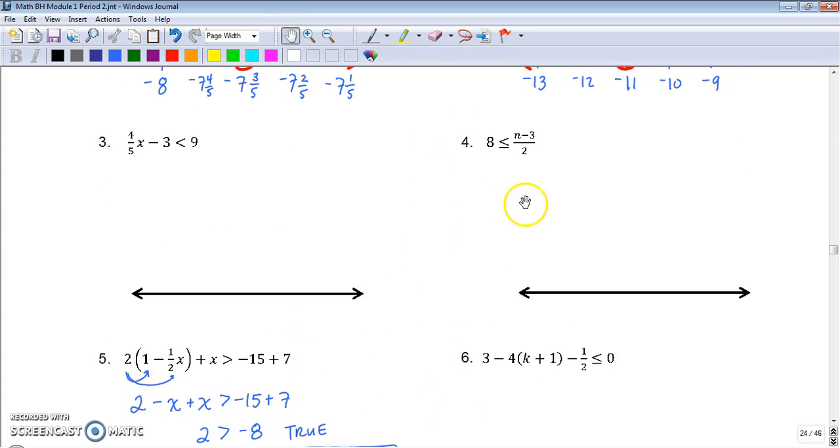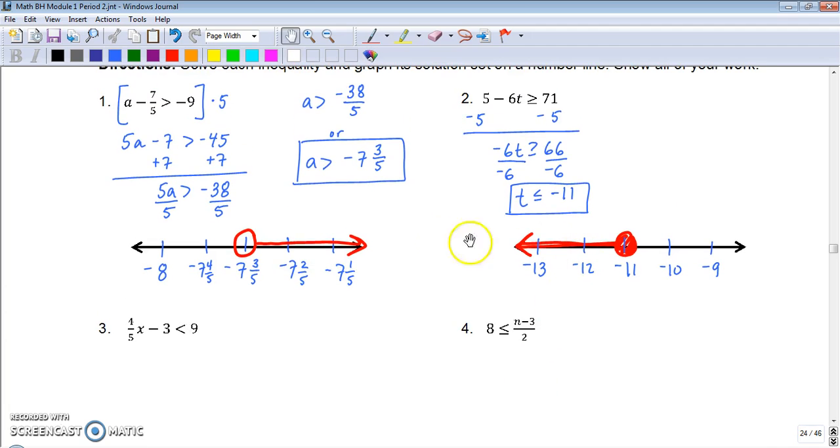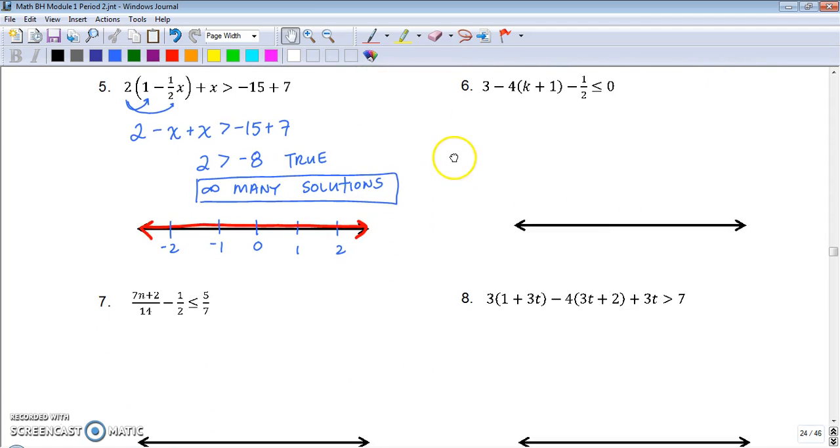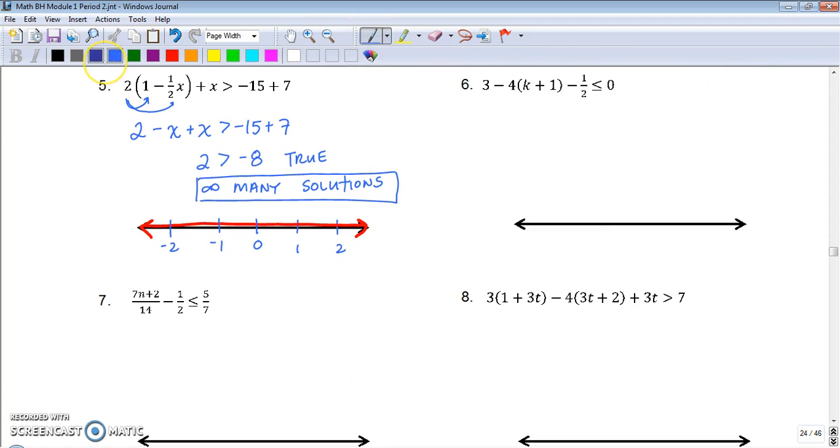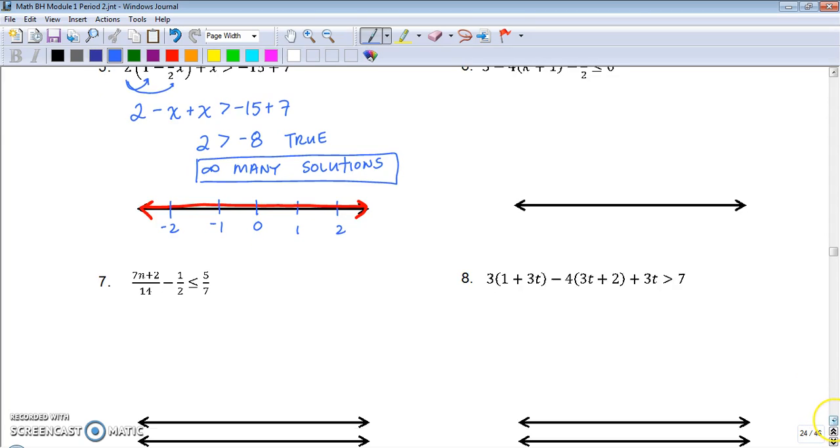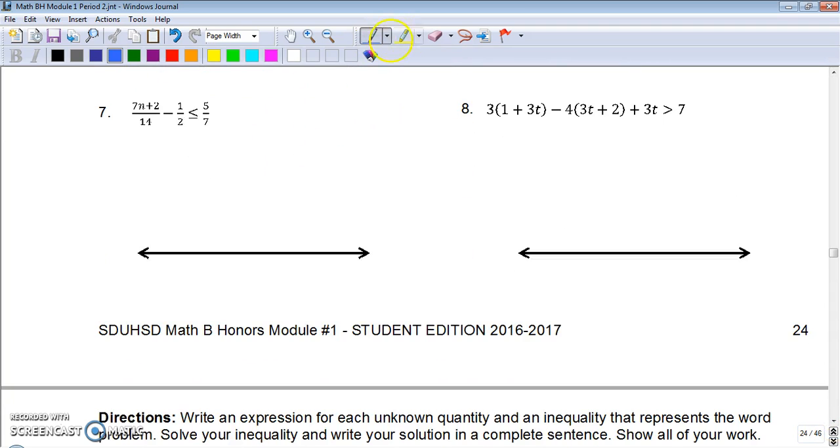Whereas in the previous ones, both problems, there was lots of things that worked, but if you picked negative 9 for problem number 2, that would not check out if you were to plug it back into the original inequality. Let's skip down to number 7.